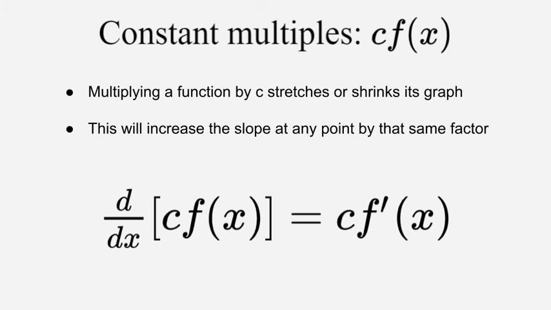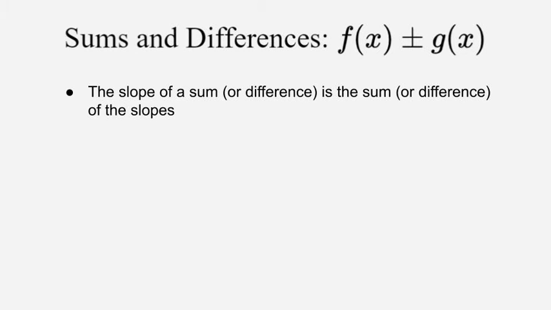But this is not a constant on its own, this is a constant being multiplied by a function. Next, let's look at the sum or difference of 2 functions. And if I have 2 functions and either add or subtract them, and I look at the slope of that, the slope of a sum is the sum of the slopes.